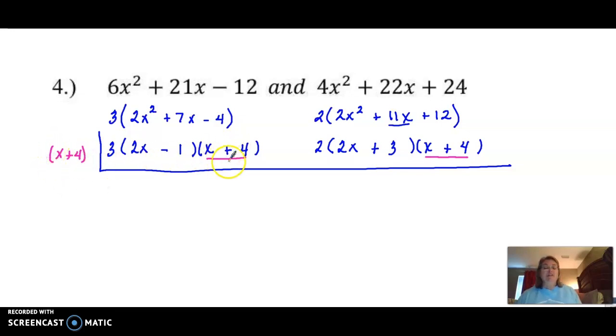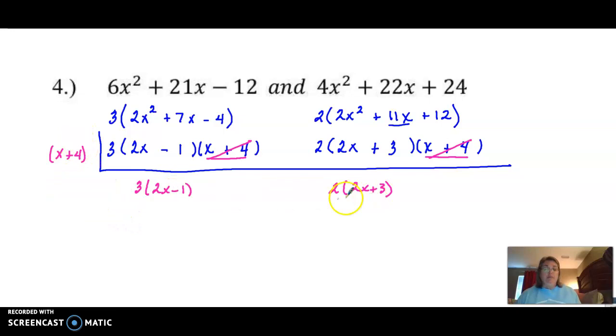Remember, every time we take a factor out, we wrap it in parentheses. So when I factor this one out, I'm left with 3 times 2x minus 1. Over here, when I take out my x plus 4, I'm left with 2 times 2x plus 3. No more common factors. Everything is now separate.